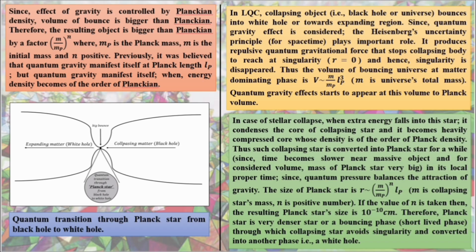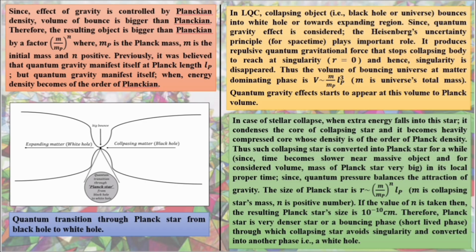Previously, it was believed that quantum gravity manifests itself at Planck length, but actually the quantum gravity effect manifests itself when energy density becomes of the order of Planckian. So a Planck star resides at the universal singularity point when collapsing matter reaches that point. The Big Bounce model explains the eternal cycle of expansion and collapsing matter.